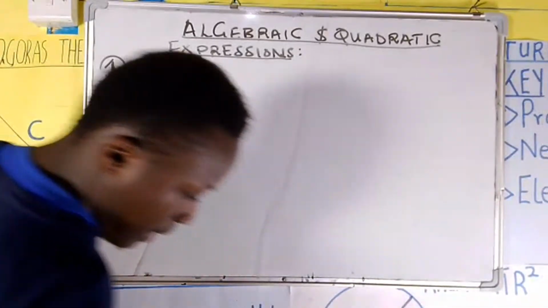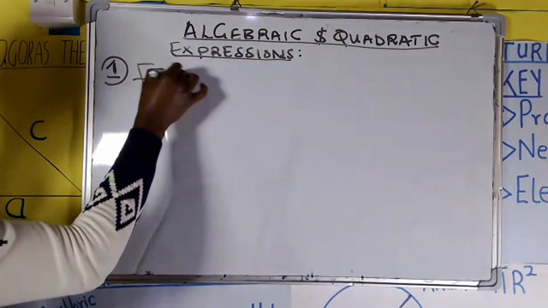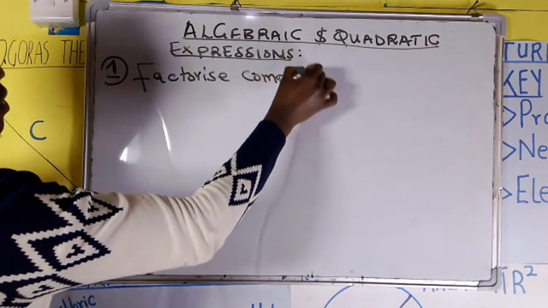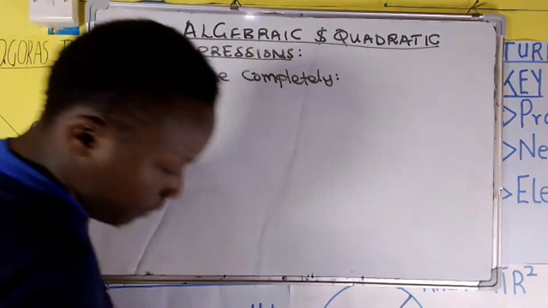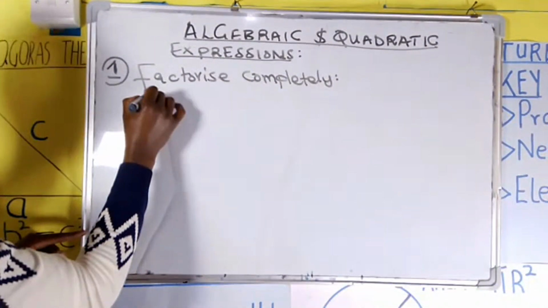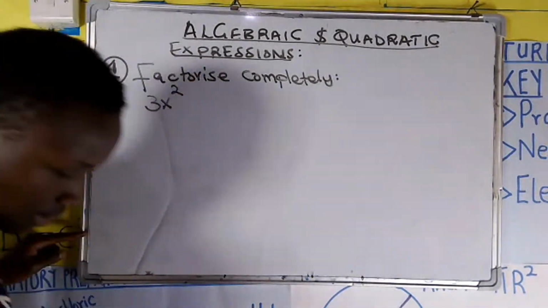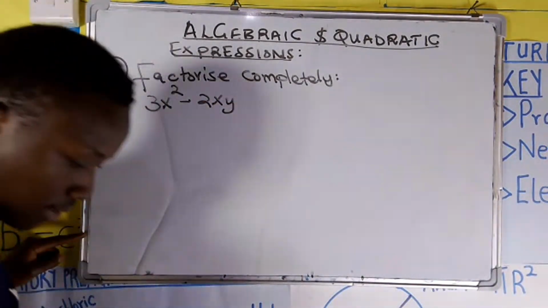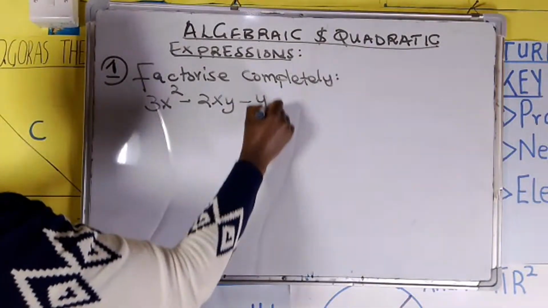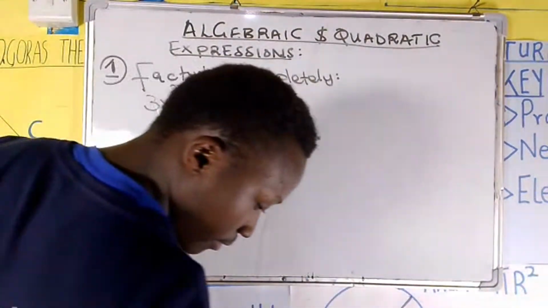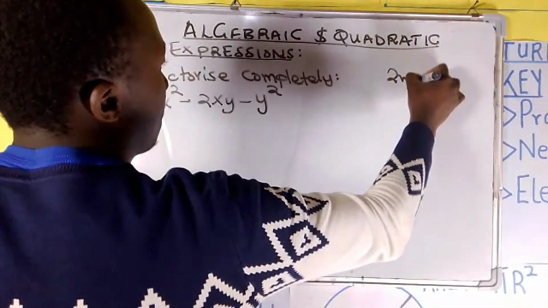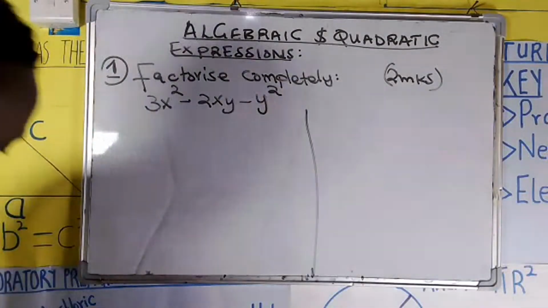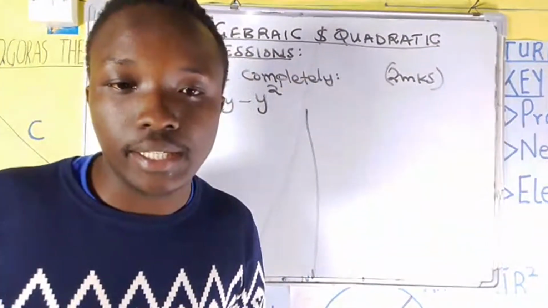Our question number 1 says factorize completely. And our question is 3x squared minus 2xy minus y squared. And that question is 2 marks. This question was assessed back in KCSE. It was assessed in KCSE.